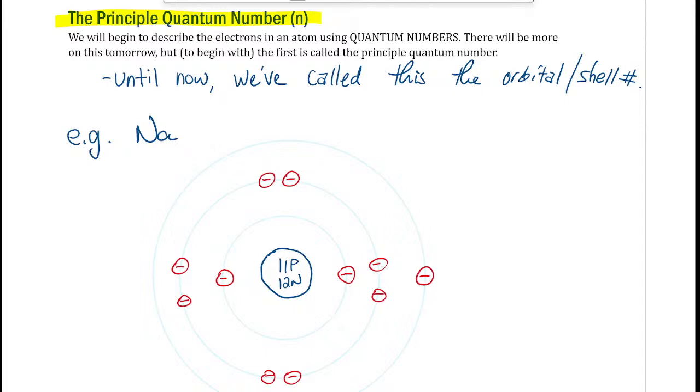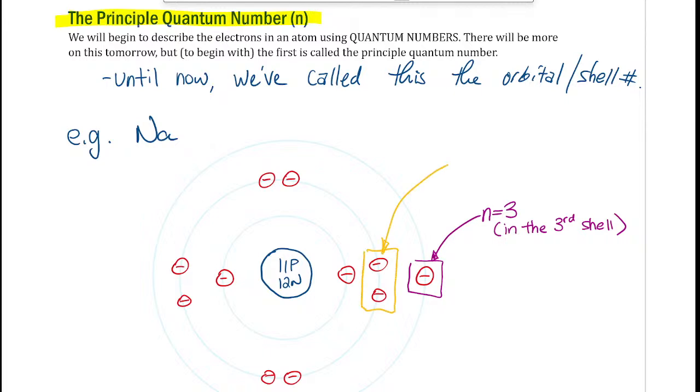And basically, the principal quantum number is such that for this electron, we can say that n equals 3, i.e. it's in the third orbital. Whereas for these two, and all the other ones in this orbital, we could say that n equals 2, because it's in the second shell, right?